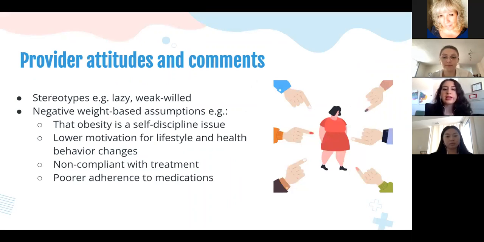Lastly, we have provider attitudes and comments. This can be due to common stereotypes, such as thinking that people living with obesity are lazy or weak-willed. Providers may also have negative weight-based assumptions and incorrectly assume that obesity is a self-discipline issue, that patients with obesity have lower motivation for health behavior changes, poorer treatment compliance, and poorer adherence to medications compared to thinner patients. Providers may also attribute obesity to behavioral factors rather than other uncontrollable factors, which can consequently exacerbate weight bias in healthcare.